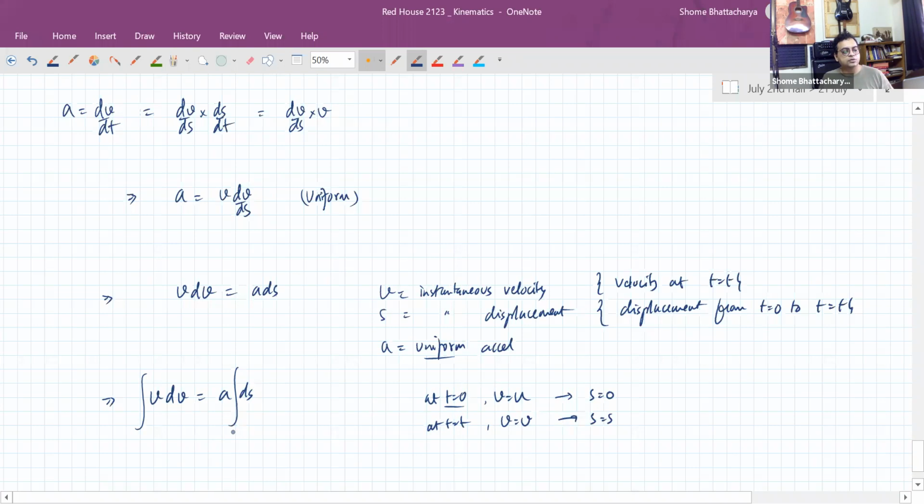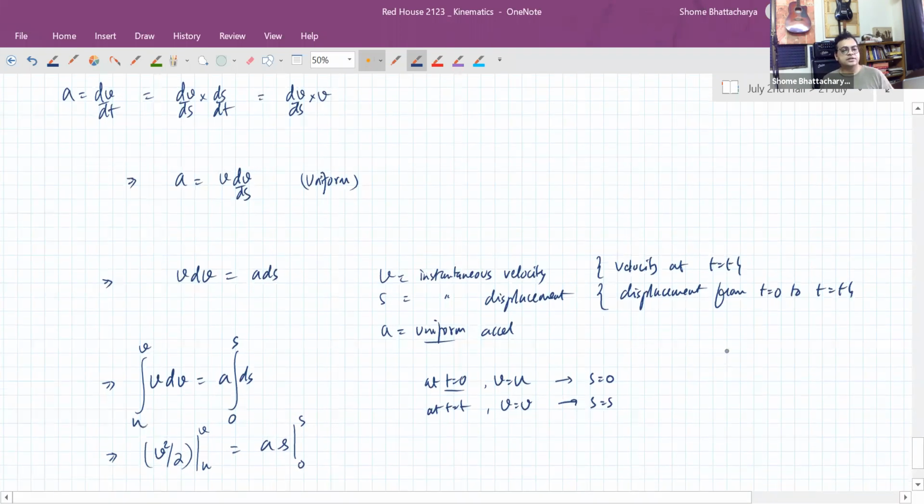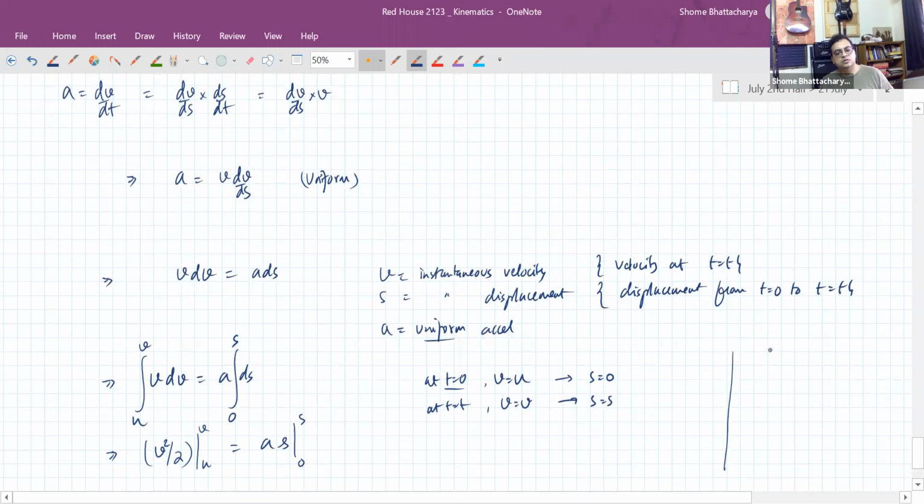So displacement goes from 0 to s as your velocity goes from u to v. This time on the left hand side, the integration of v dv is v square by 2. On that we have to put the limits u to v. On the right hand side, the integration of ds is s, and on that we have to put the limits 0 to s. So here we are using this kind of integration, that we have integration x dx, that's x square by 2 plus c.